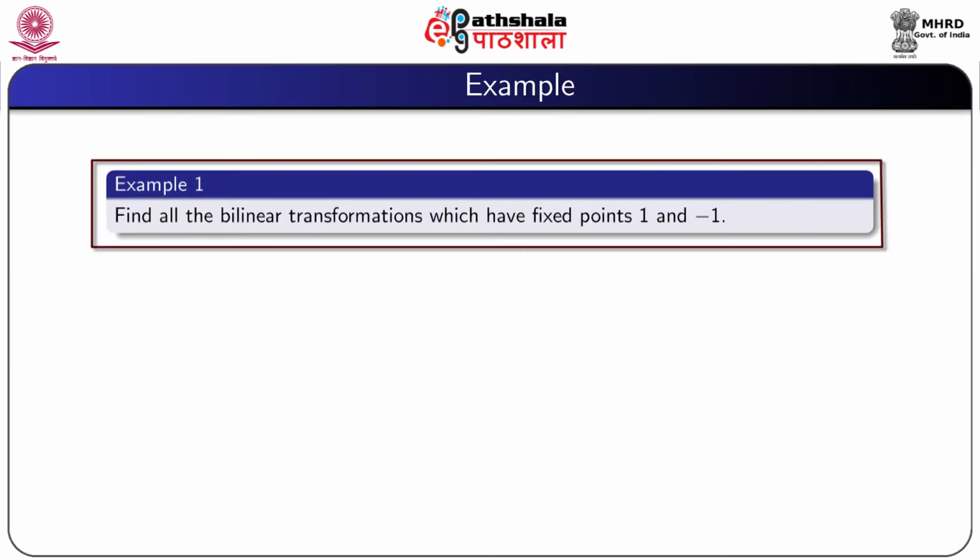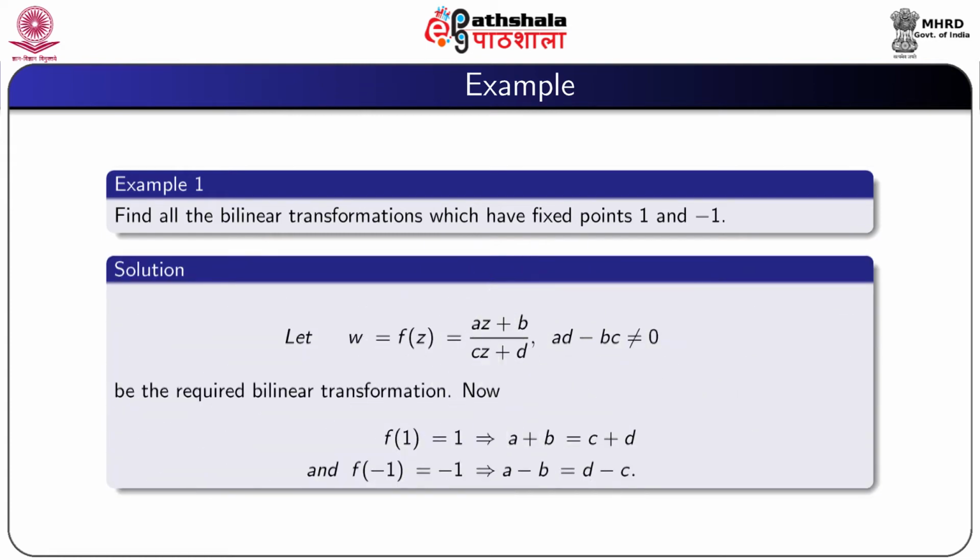So, now we consider an example. Find all the bilinear transformations which have fixed points 1 and minus 1. So, we assume that w equal to f(z) equal to az plus b by cz plus d, where ad minus bc not equal to 0, is the required bilinear transformation.